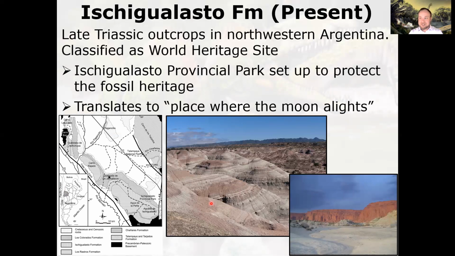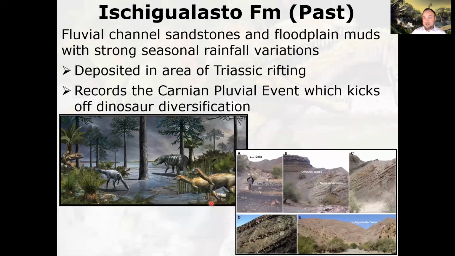So that's what it looks like today. What did it look like in the past? In the past, this arid Badlands landscape wasn't quite so arid and badlandsy. It was good lands. It was dominated by fluvial, so river, channel sandstones.